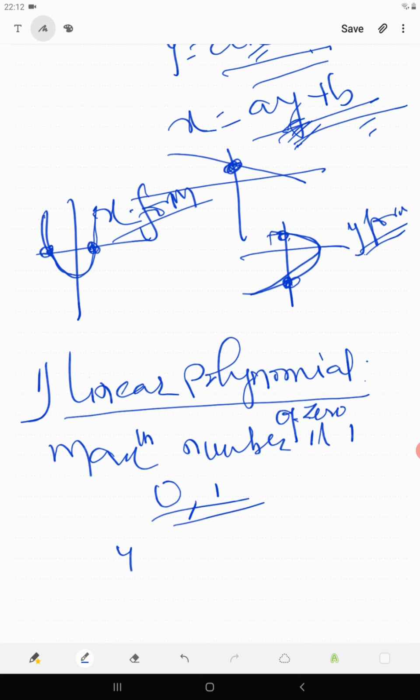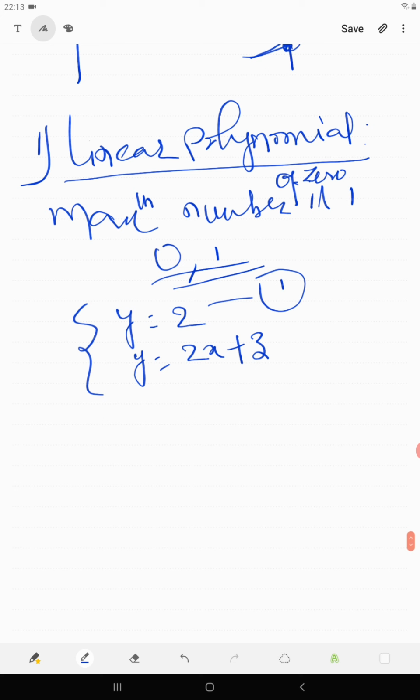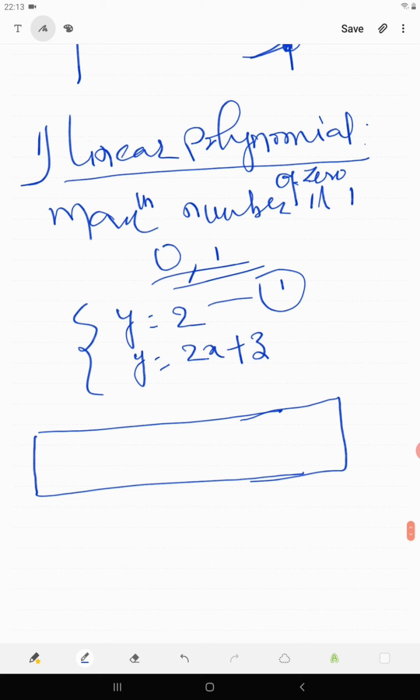Let's take an example, y equals to 2 and y equals to 2x plus 3. So we have two equations over here. We need to find at how many points these two equations are touching. Let's first go for the first equation, y equals to 2. If you know how to draw the graph, then it's fine. If you don't know how to draw the graph, then let's see how to do that.